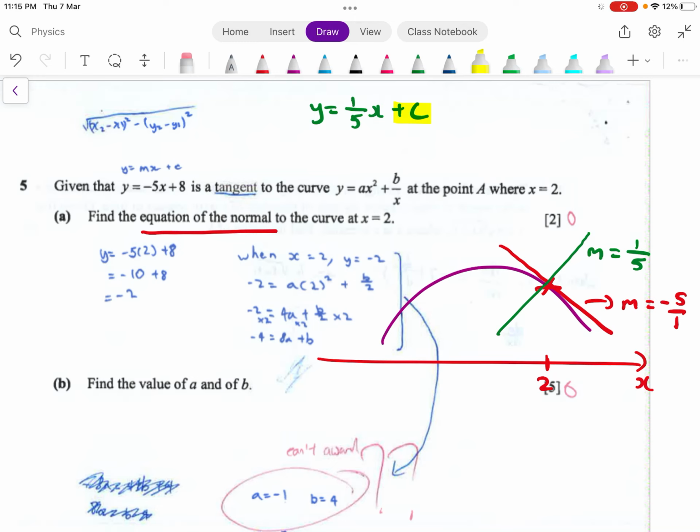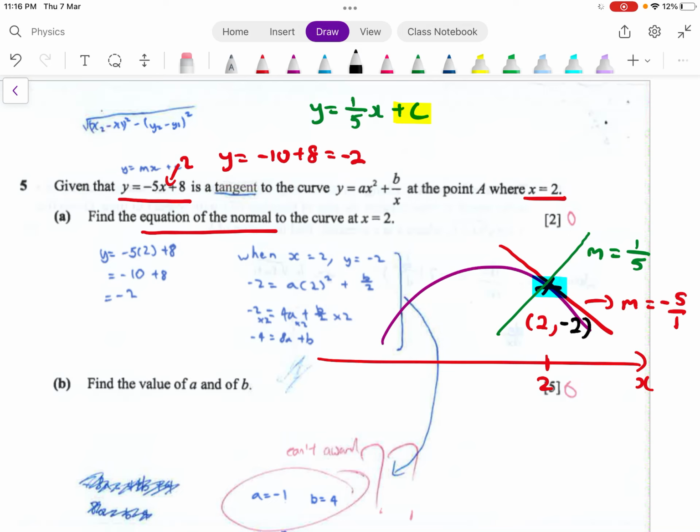How do I find the c? Very simple. That's where I need to use this point. I already know the x coordinate, which is 2. What about the y coordinate? That's where I need to sub inside here. So you sub 2 inside the tangent, and what you get is y equals negative 10 plus 8. So this will give you negative 2, meaning that at this particular point, y is negative 2.